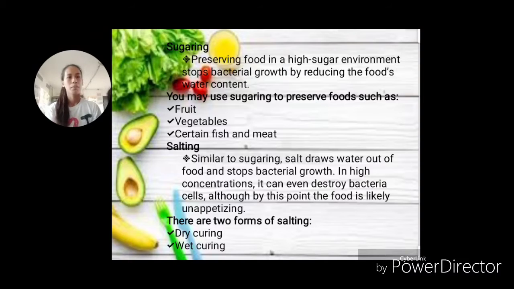So, sugaring. Preserving food in a high sugar environment stops bacterial growth by reducing the food's water content. You may use sugaring to preserve foods such as fruit, vegetables, certain fish, and meat. Next is salting. Similar to sugaring, salt draws water out of food and stops bacterial growth. In high concentrations, it can even destroy bacteria cells, although by this point, the food is likely unappetizing. There are 2 forms of salting: dry curing and wet curing.